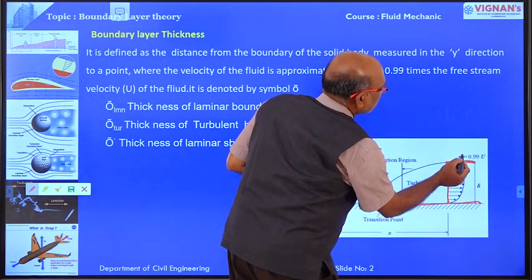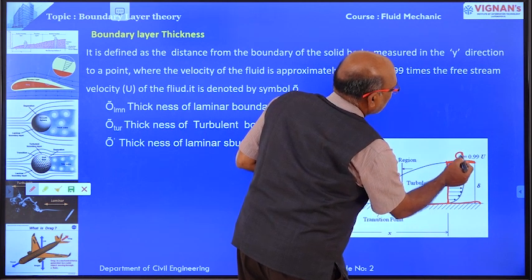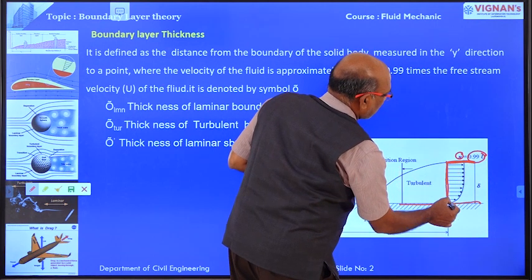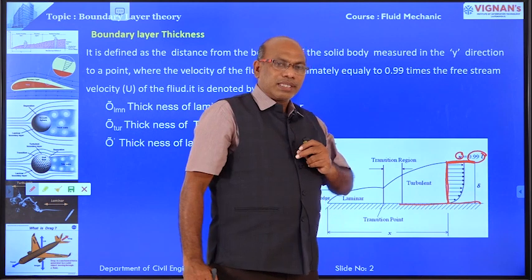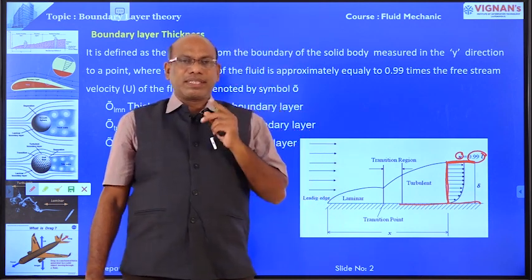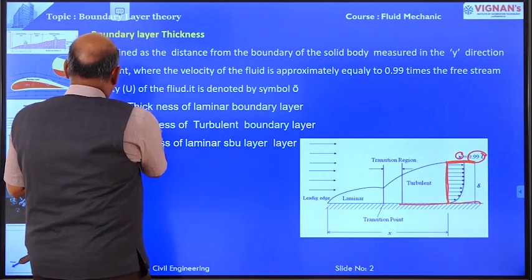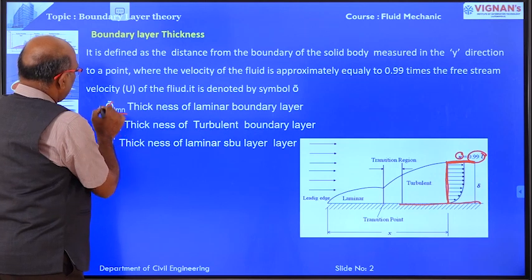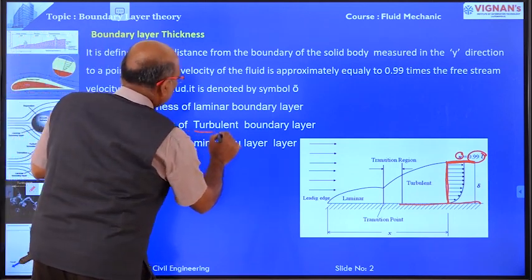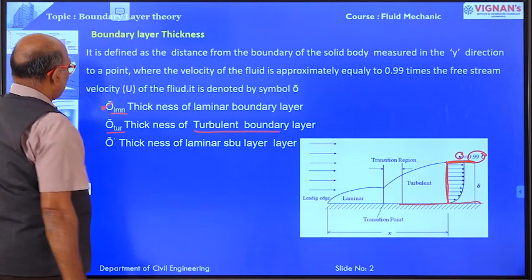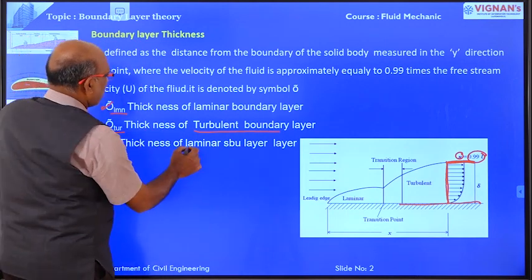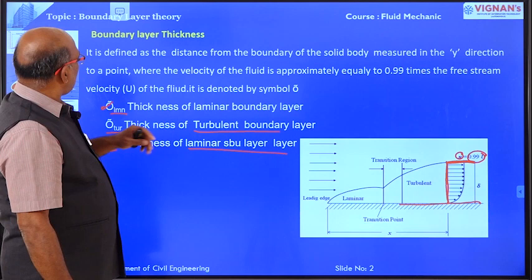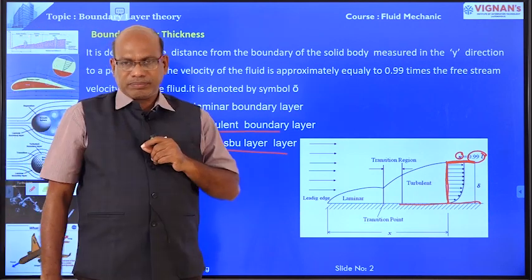Free stream velocity is denoted by U, that is equal to 0.99 times the free stream velocity. Then this total thickness is nothing but the boundary layer thickness. The boundary layer thickness is mentioned in three ways: one, the thickness of the laminar boundary layer, that is denoted by delta lam; the thickness of the turbulent boundary layer, that is denoted by delta tur; and the thickness of the laminar sublayer, that is denoted by delta dash, right. This is about boundary layer thickness.